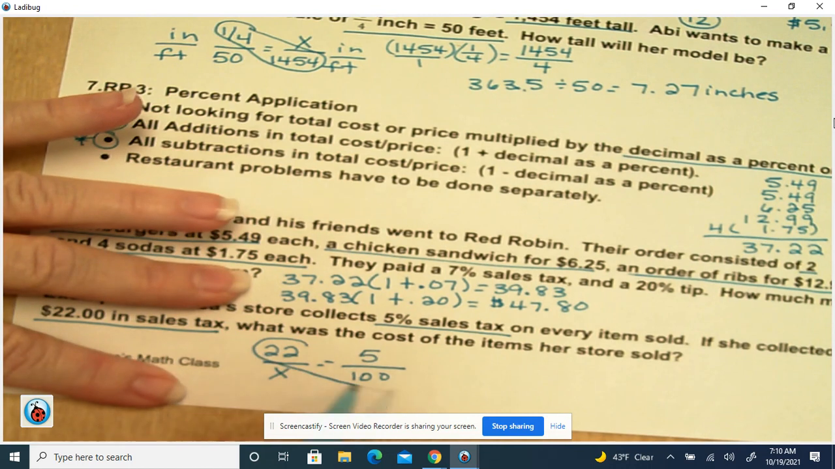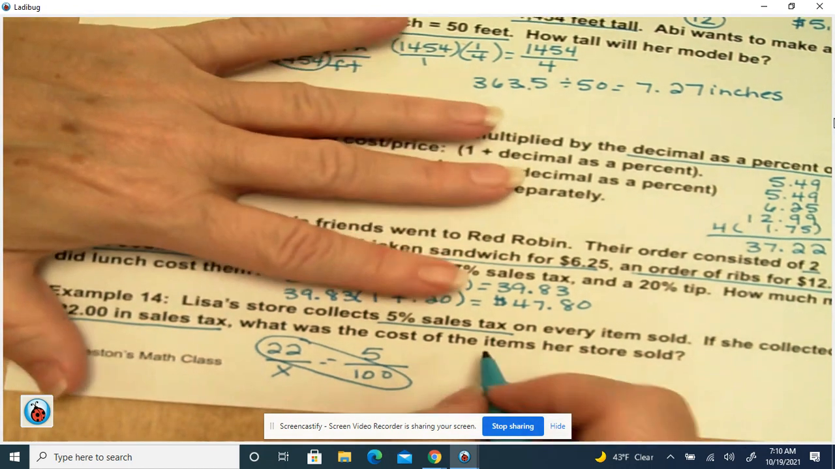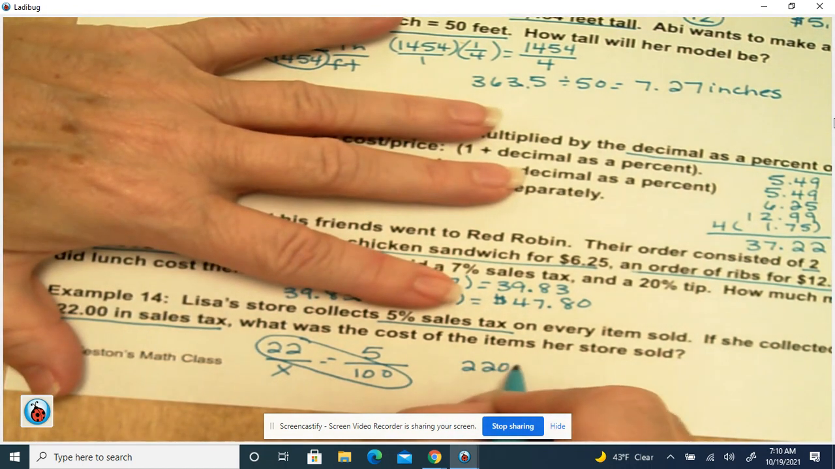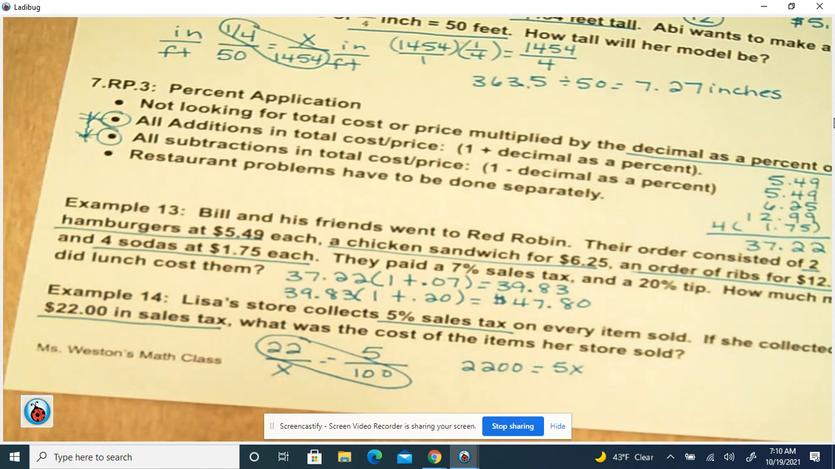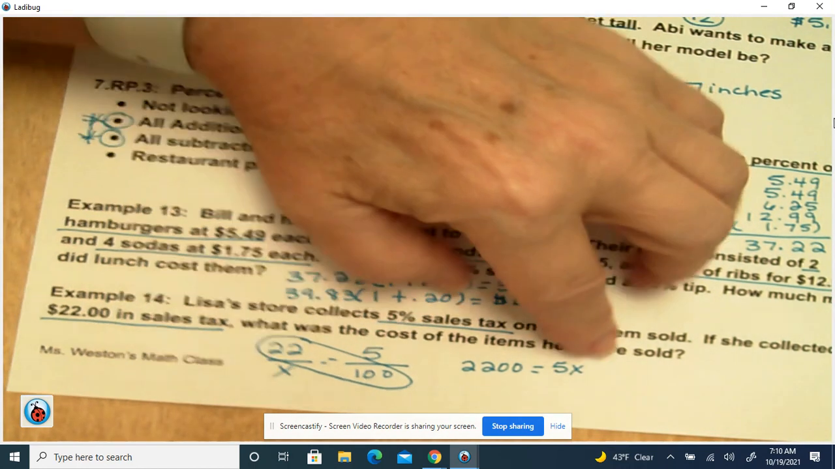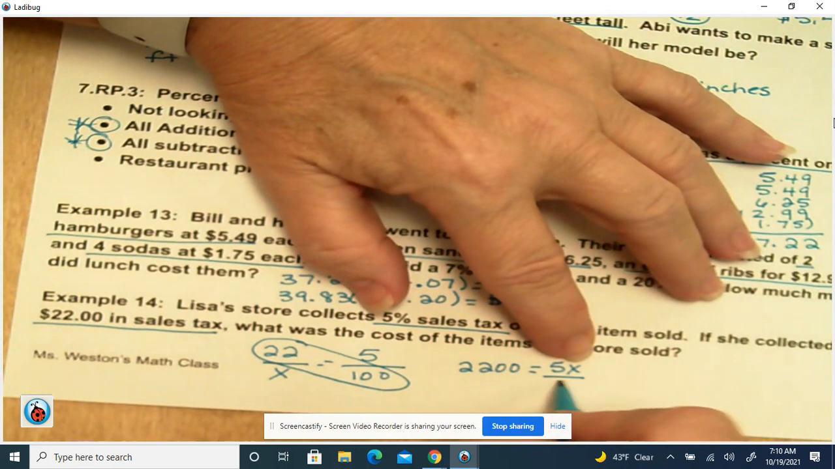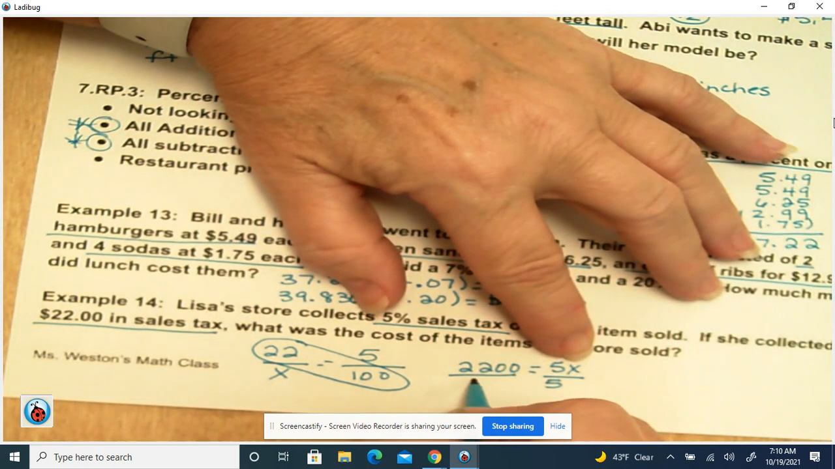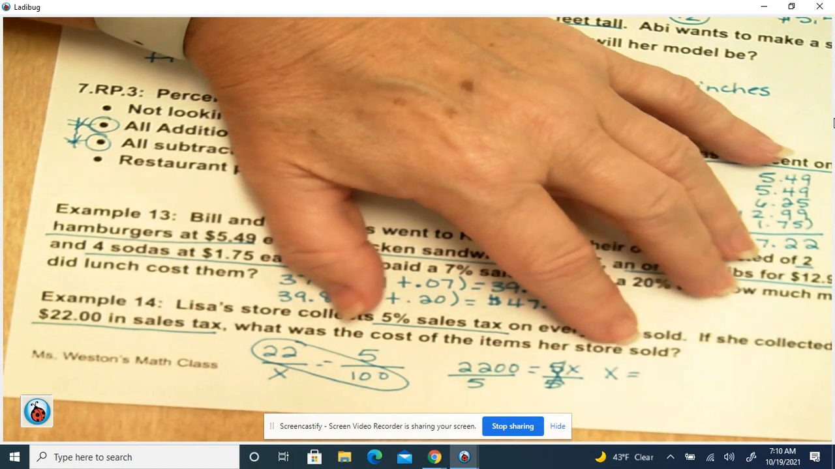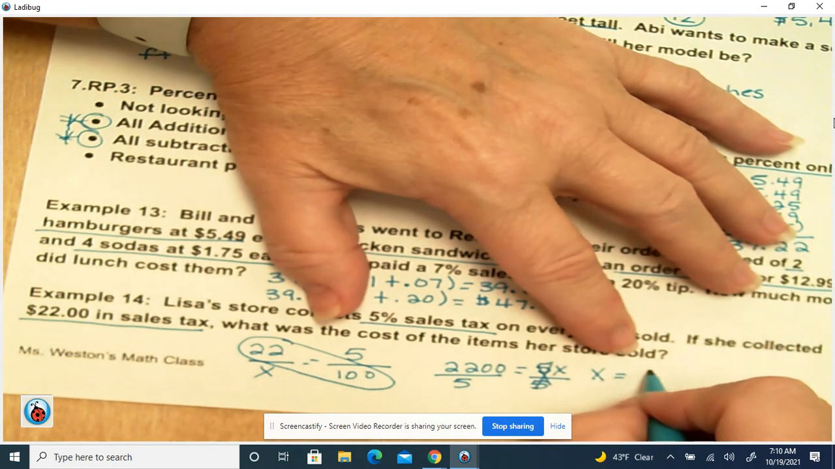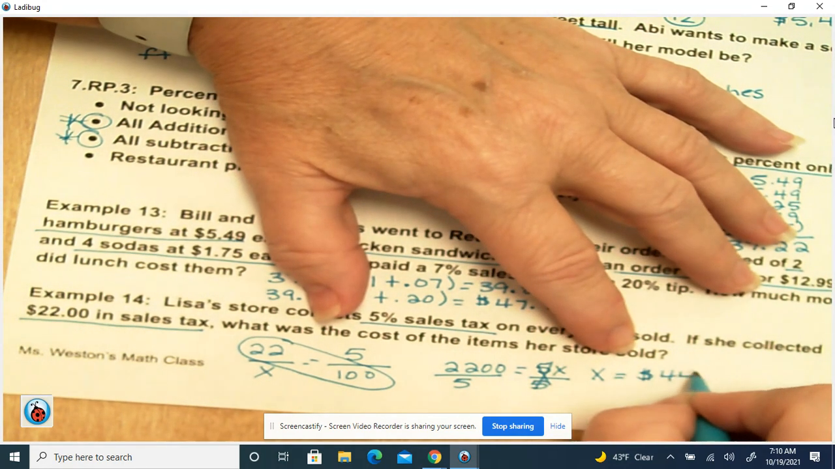So if we multiply 2.20 times 100, we get 220, and 5 times x is 5x. There's your one-step equation. Remember, our objective is to get x by itself. So we divide by 5. These cancel out. And x is equal to 220 divided by 5, which is $44.